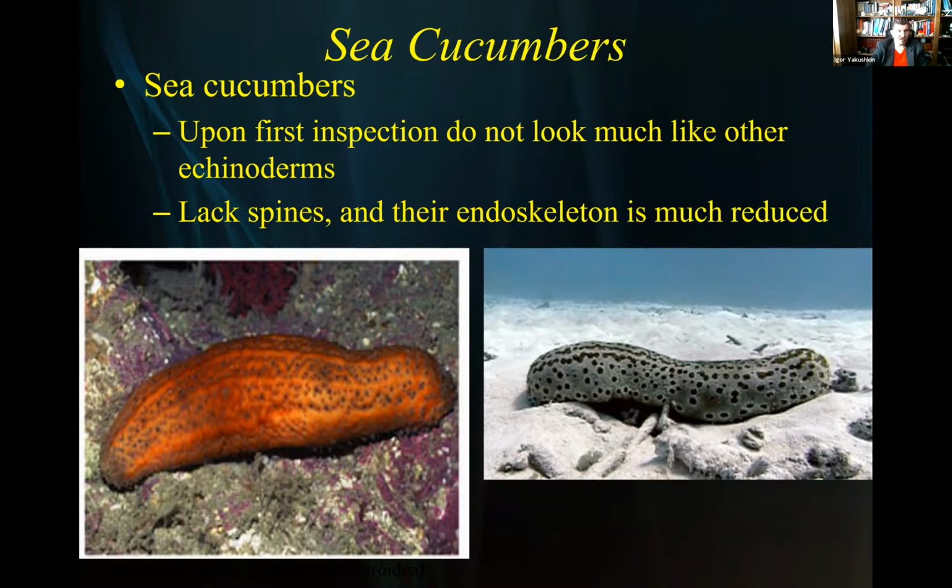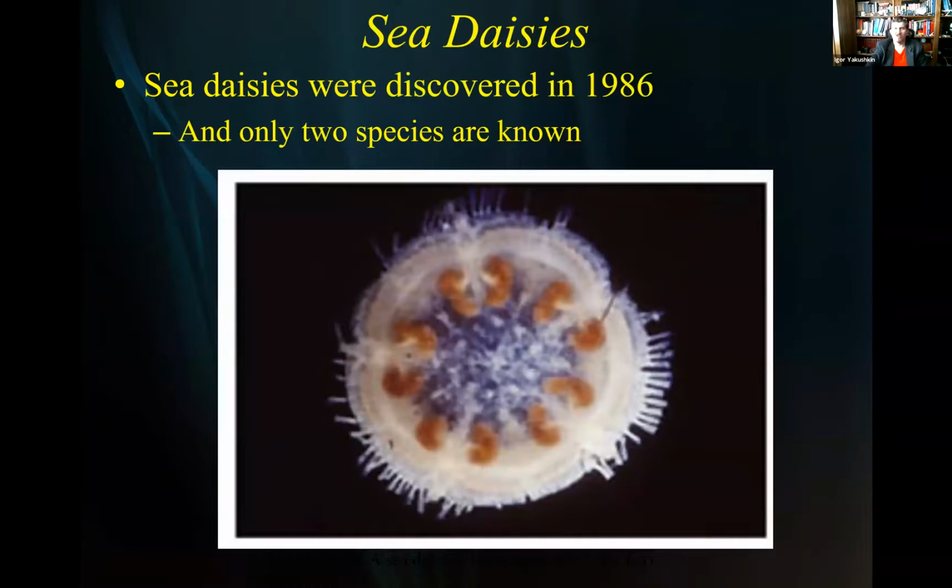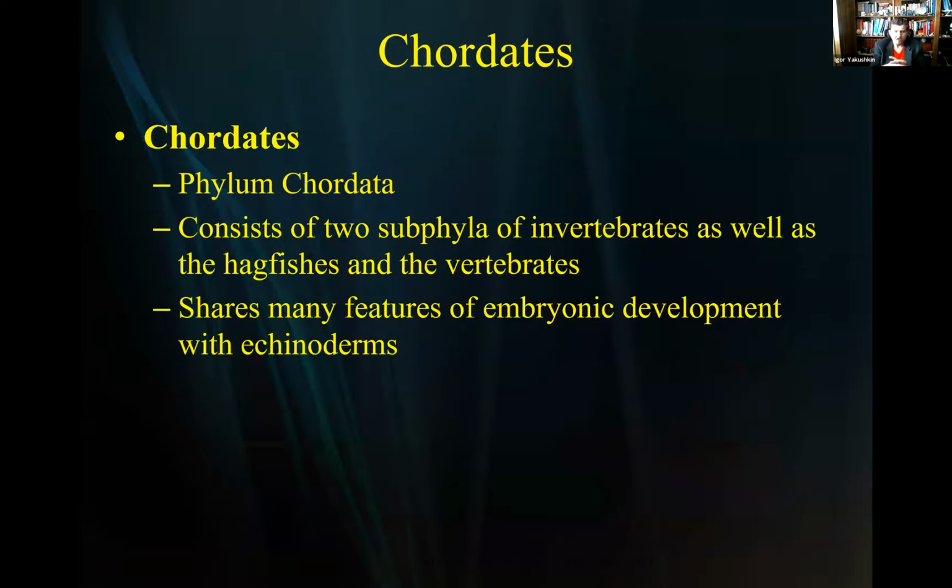So here's the last one, known as the sea daisies. Only 2 species are known, discovered in the mid-80s, and they are deep sea creatures. So we don't have to worry much about those ones. All right, so let's see. Okay, so next group, we'll talk about the chordates.